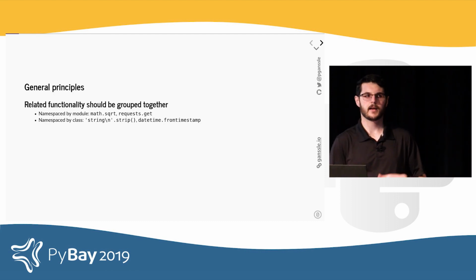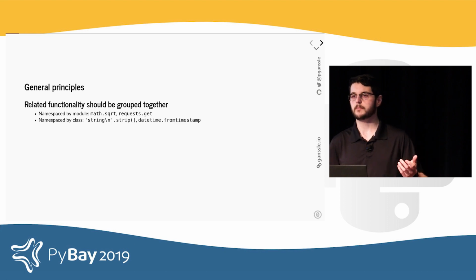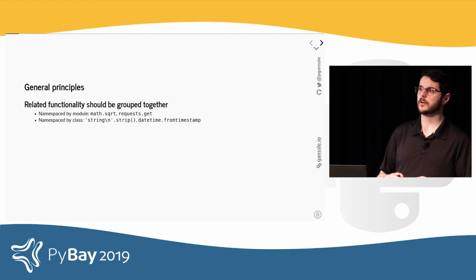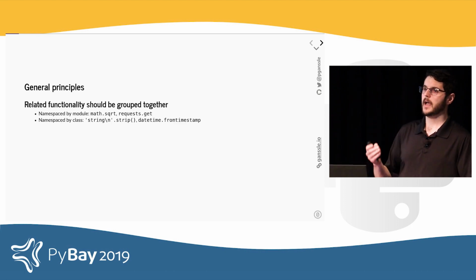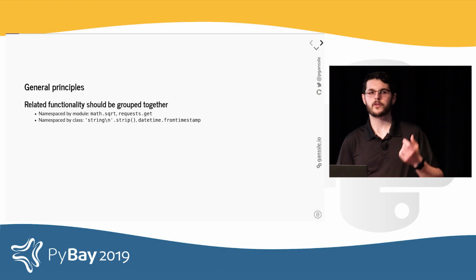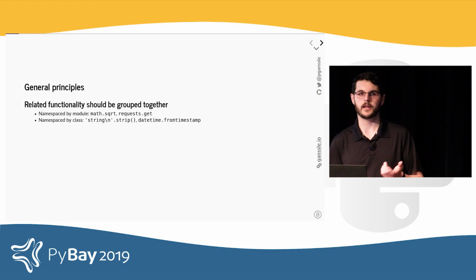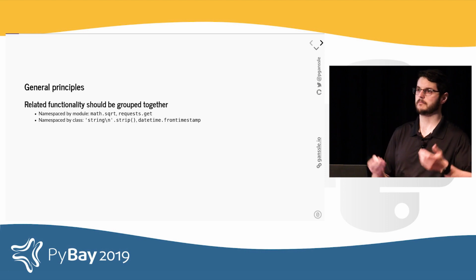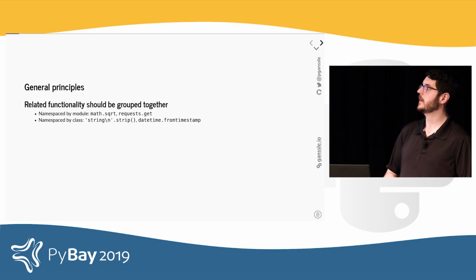But it's in math, which reduces the amount of stuff you have to import at the beginning. It doesn't clutter up the top level namespace. And you're still going to find it, because what module are you going to look for square root in? It's obviously going to be math. It's not going to be in textwrap or anything.